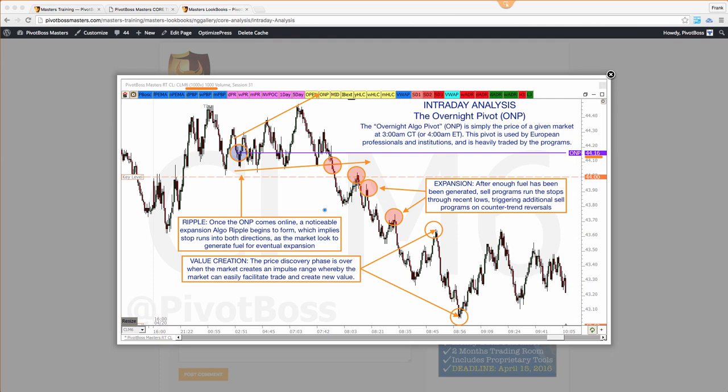Sometimes it's perfectly on. In order to get the right overnight pivot, you need to be in a time-based chart, or you can just tell your program to give you the open price at 3 a.m. for that price bar. So 3 a.m. is a very good open. And this is a case where we had the expanding ripple.